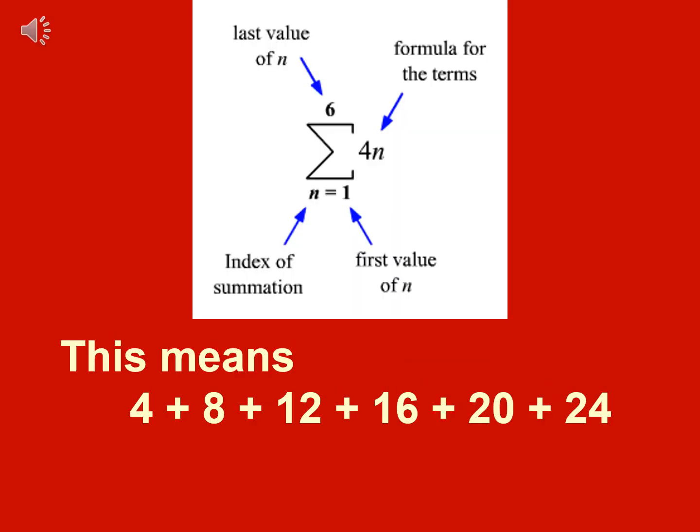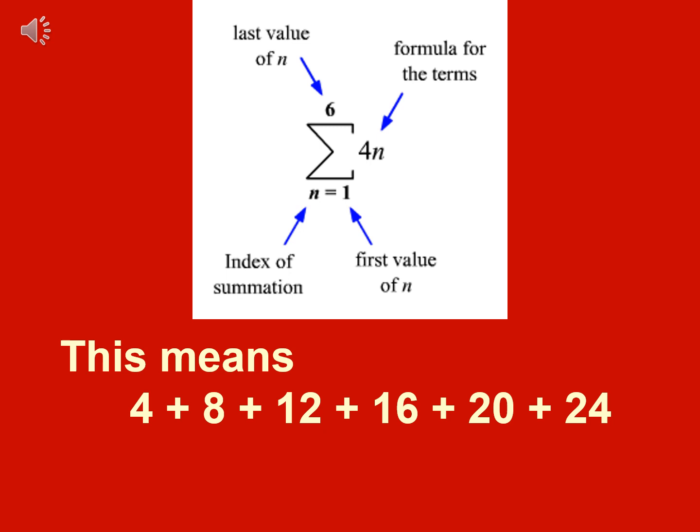So here's an example of how we would use the sigma notation. You'll notice that there's that sigma symbol. On the bottom, it says n equals 1, and on the top, 6. And then after the sigma, it has a formula, which in this case says 4n. So what that's telling you is you're going to add up terms that you get by plugging in the numbers 1, 2, 3, 4, 5, and 6 into the formula 4n.